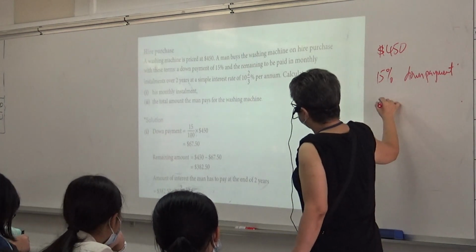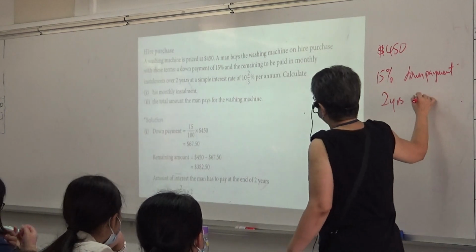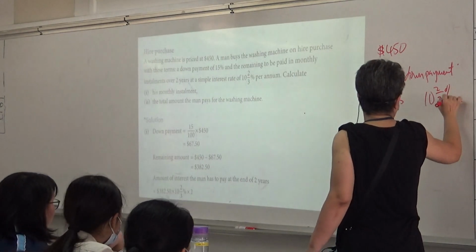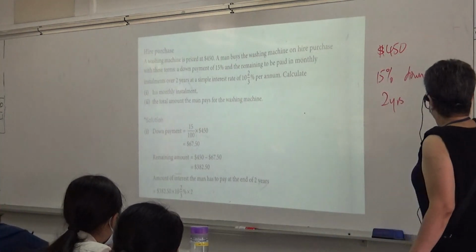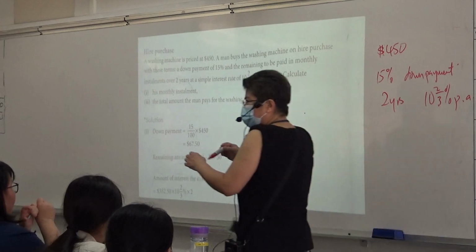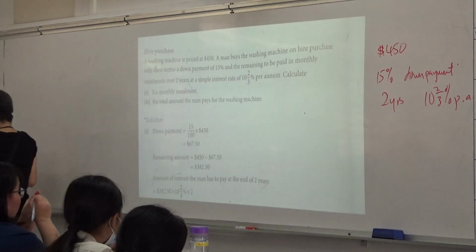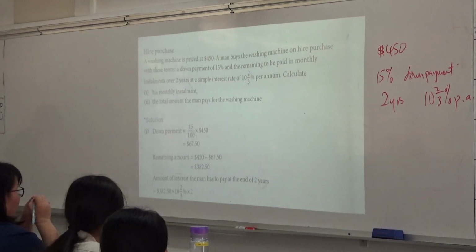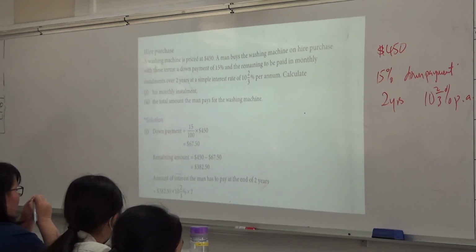Down payment. Two years and is 10 and 2/3% per annum, right? Okay, now I'm going to show you the working. All of you look at the board. Okay. Now all of you look carefully.